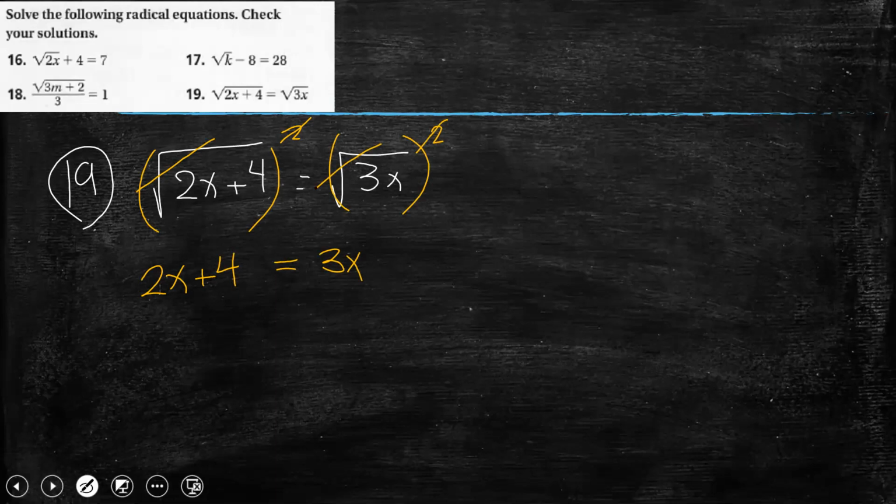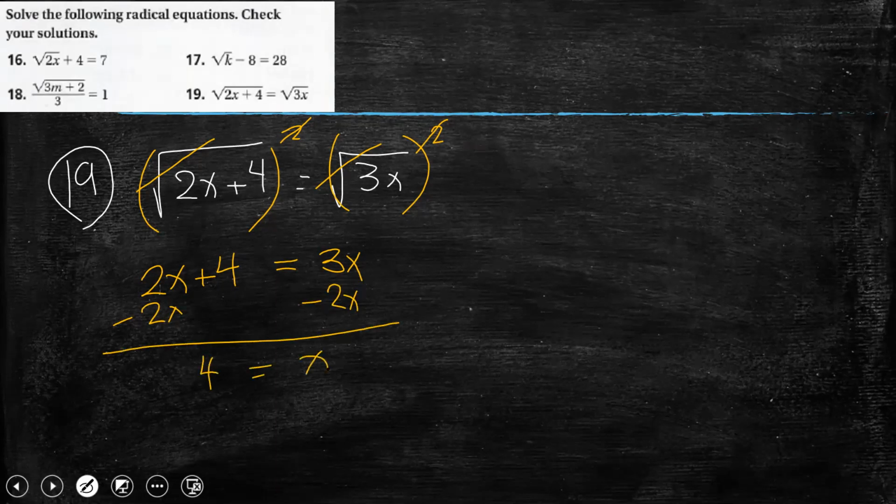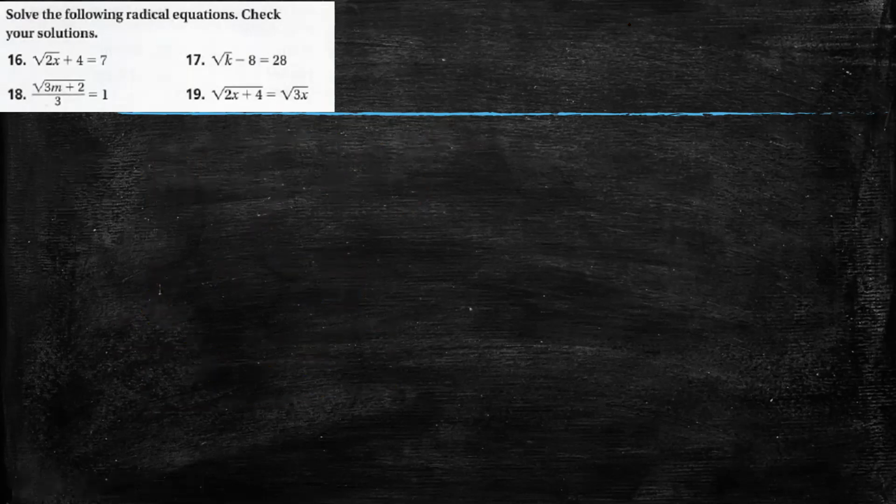Then let's put the variable on one side and the number on the other side. So minus 2x, minus 2x. So 3 minus 2 is 1x, and the value of x here is 4. Now let's check our solution.